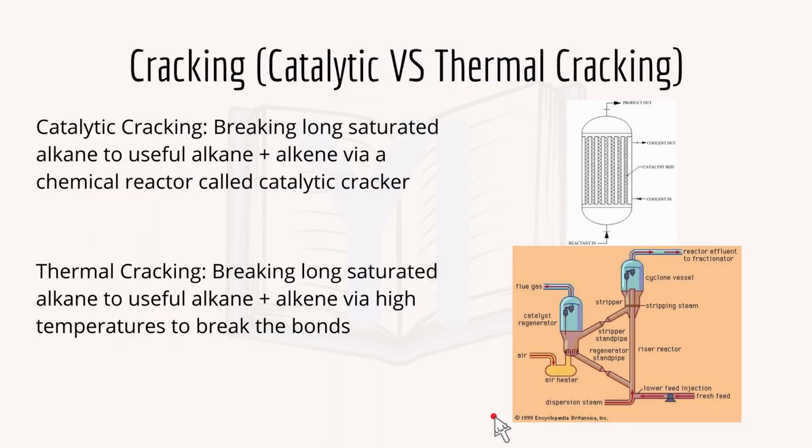So we'll move on now to catalytic versus thermal cracking. Catalytic cracking is when breaking long saturated alkane into alkane and alkene with a chemical reactor called catalytic cracker. And thermal cracking is breaking long saturated alkane into alkane and alkene using high temperatures to break the bonds. So you can see here. But we'll focus on the catalytic cracking.